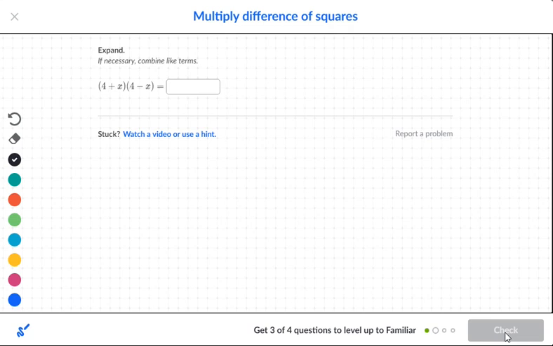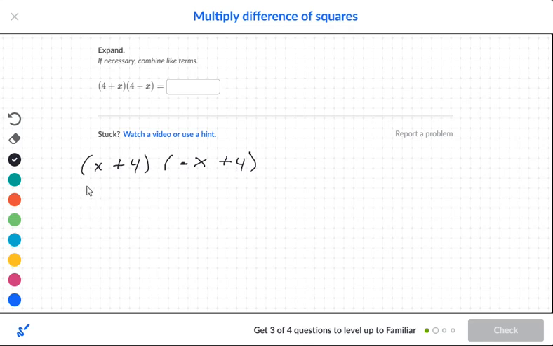Okay, let's go to the next problem. Now, this problem right here is actually written backwards. It's not in standard form. So what I'm going to do is start with the x and then put down the plus 4. I'm going to start with the x in the second parentheses, but this is going to be a negative x, and then that's a plus 4.